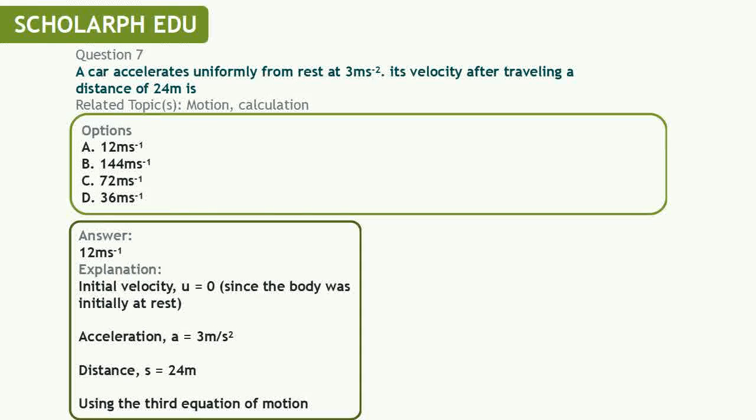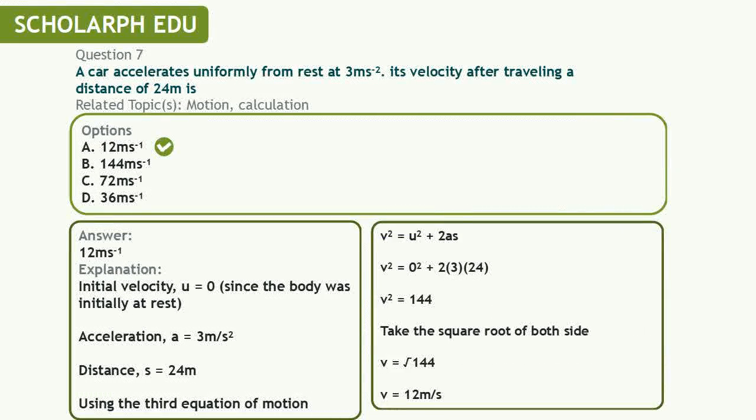The question reads that it accelerates uniformly at 3 meters per second square. So this is the acceleration of the car. The distance that it covers is 24 meters. So we have to find its velocity after traveling that distance, that is, what is its current velocity after it has moved this distance. To do that, we are going to be using the third equation of motion.